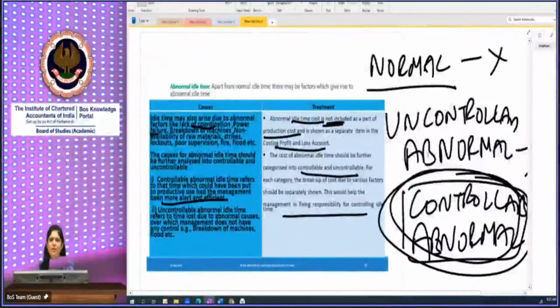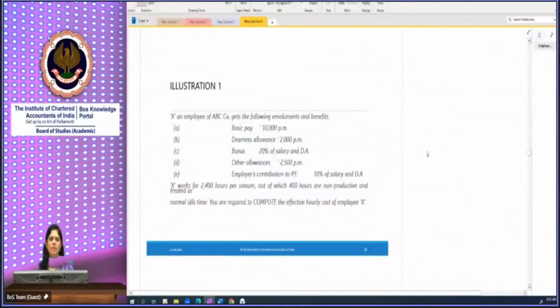We also took a break of 10 minutes, na? Idle time, all right? So idle time happens everywhere. All right, let's start with the question, for the first illustration to make you understand the concept better.